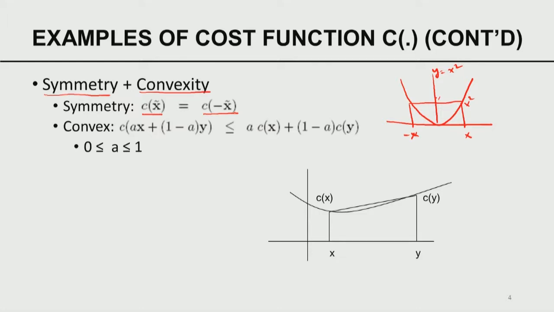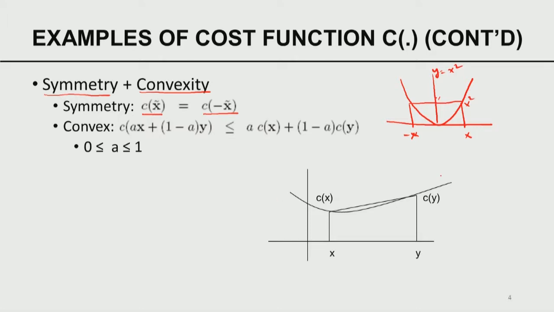You can readily see, if x tilde is a vector and you change the sign of each component, you get a point which is the reflection of that, and C has the same value at these two points, x tilde and minus x tilde. Convexity, what does convexity mean? The picture will help you.